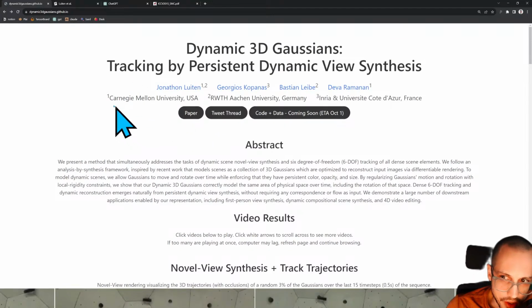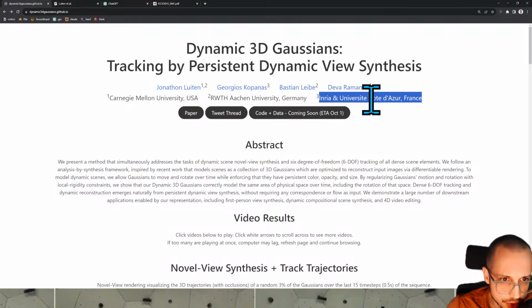So this is work coming out of Carnegie Mellon University, which is where I went to school, Aachen, Germany, and then INRIA, Université Côte d'Azur in France, which is actually the same research group as the one for the original 3D Gaussian paper that we read last week.